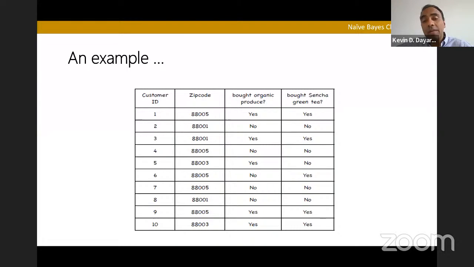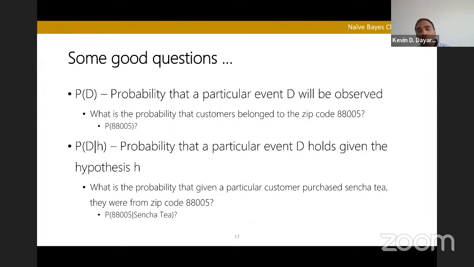Here is some hypothetical data about customer purchase behavior. You have the zip code, whether they bought organic produce, and whether they bought Sencha green tea amongst 10 customers. Here are some good questions. What is the probability that a particular event D will be observed? That is, what is the probability that customers who showed up belong to the zip code 88005? That is, what is the probability of the event A, 88005, occurring?